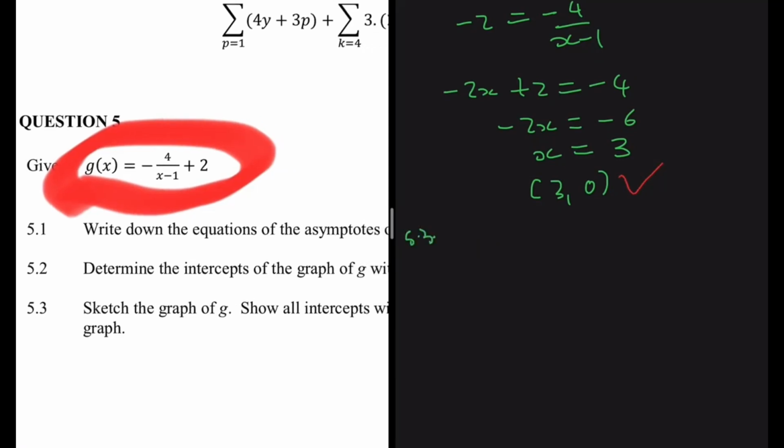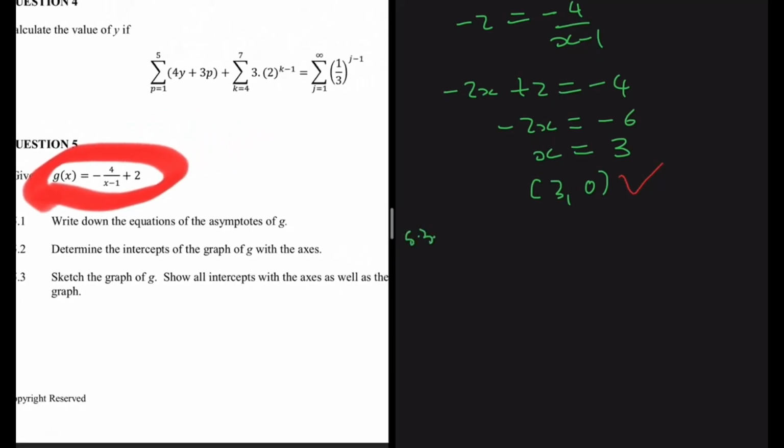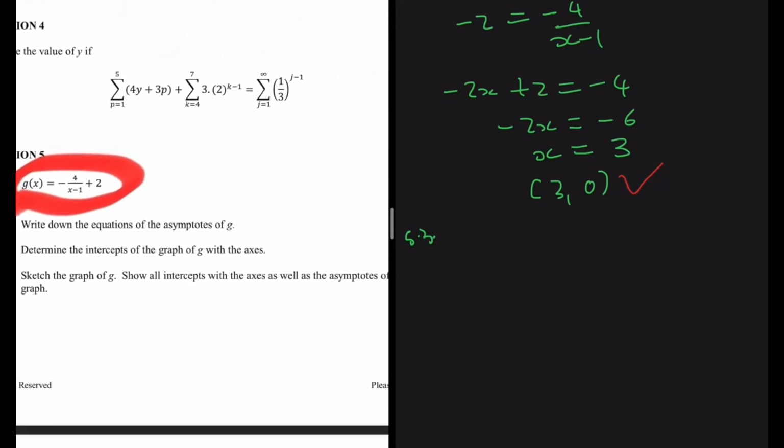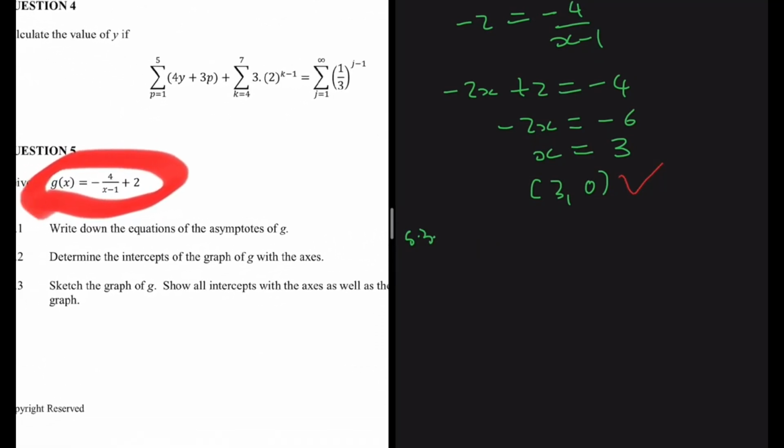Let's move to 5.3. 5.3, it's saying let's sketch the graph of g. Show all intercepts with the axis as well as the asymptotes of the graph. So when you sketch a hyperbola, you basically just need the intercepts and the asymptotes. After you get those right, you cannot go wrong.